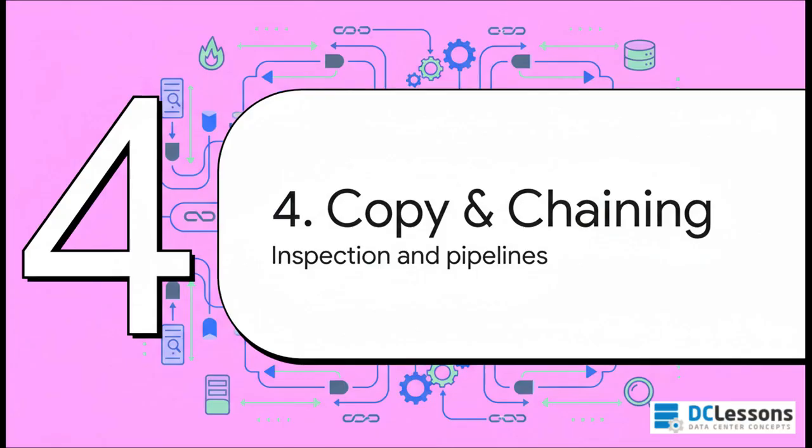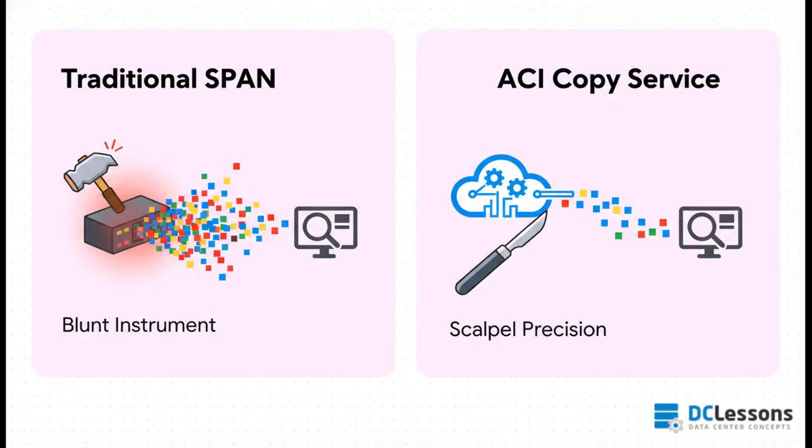So PBR is fantastic for actively steering traffic through a service. But what if you just want to get a copy of the traffic for monitoring? Or what happens when you need to send traffic through more than one service? Well, that brings us to our next set of tools: copy services and service chaining. Let's hit monitoring first. Traditional SPAN is like a fire hose. It just blasts all traffic from a port at your monitoring tool. It's noisy and can even impact switch performance. ACI's copy service, on the other hand, is like a surgical laser. You use that same policy contract to say, I only want a copy of this specific conversation. It's clean, precise, and way more efficient.